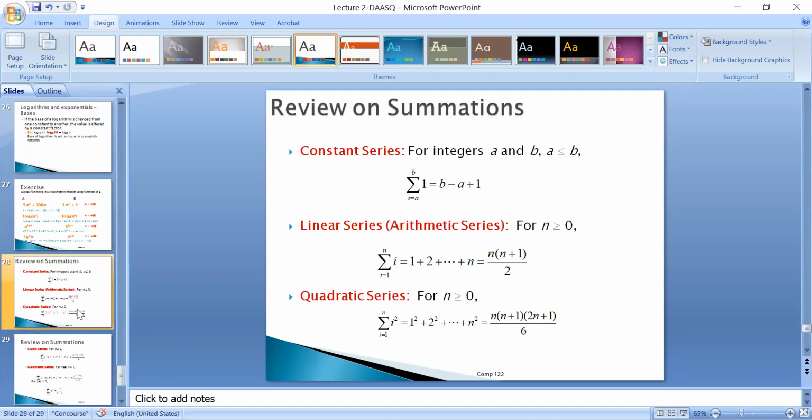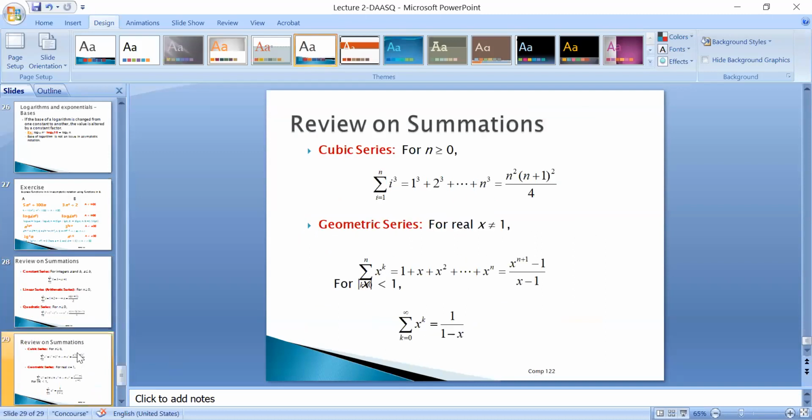Summations, you will also have to go over the sum of some series. Linear series is the sum of the first n numbers, sum of first n squares, sum of first n cubes, then the geometric series.